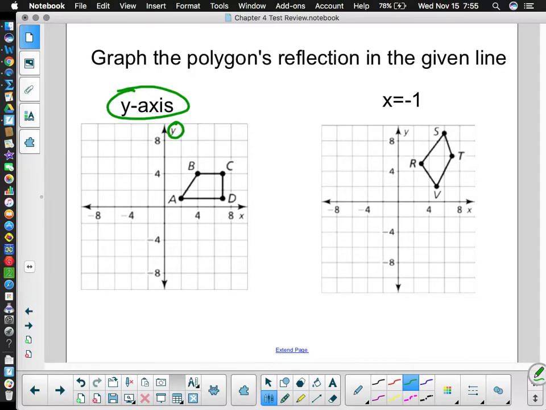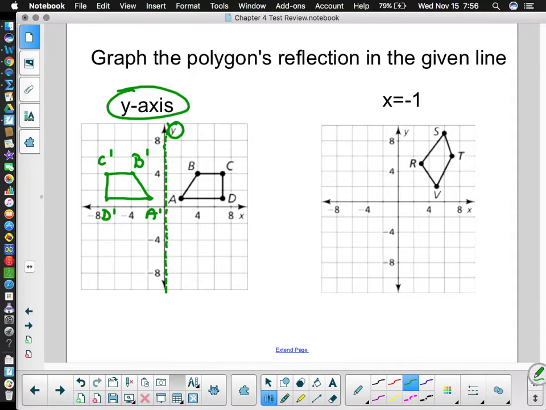So again, when we're reflecting, all we're doing is flipping it over our mirror. So there's my mirror. So A prime is going to be right there. D prime is 7, so 7, right about there. B prime is 4, 4, so -4, 4. And C prime there. So again, we graph our points, label them, and then connect the dots. And look, do I have a mirror image? And we do.